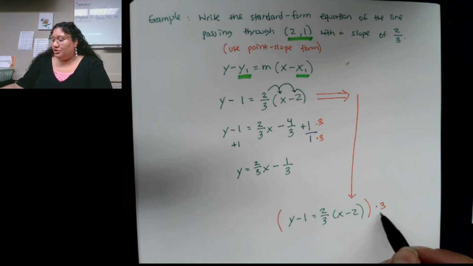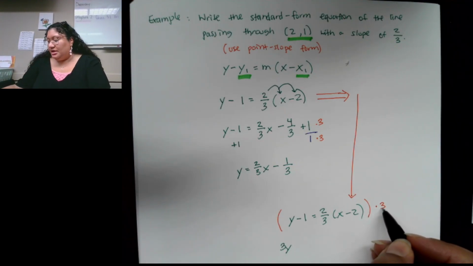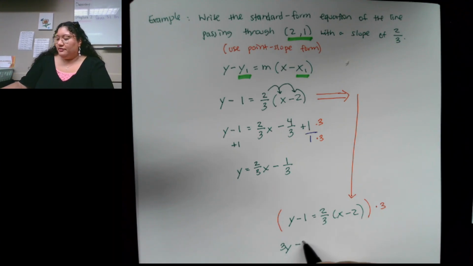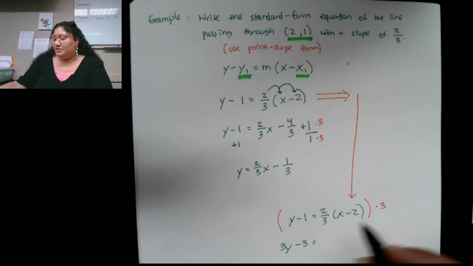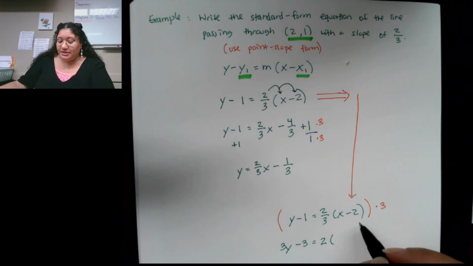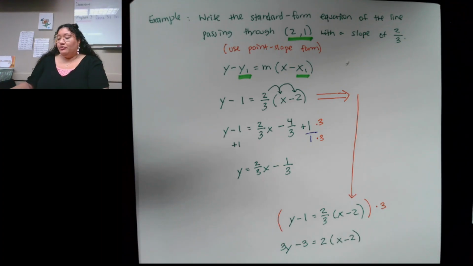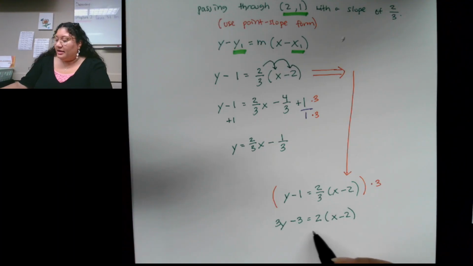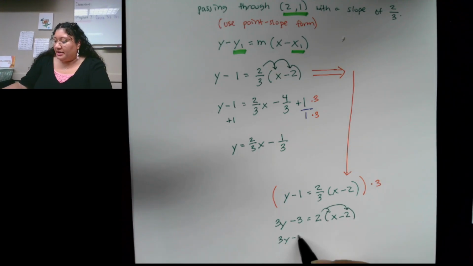This 3 multiplied by y is 3y. This 3 multiplied by negative 1 is negative 3. This 3 multiplied by 2/3, those 3s cancel out, and all I get left behind is 2. It does not affect the parentheses; it affects the thing in front. From here, again, we want it in standard form. Now I can distribute this 2. I get 3y minus 3 equals 2x minus 4.